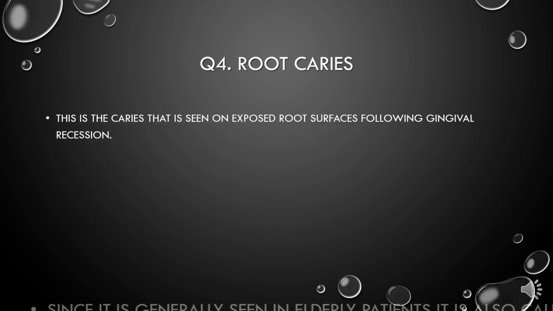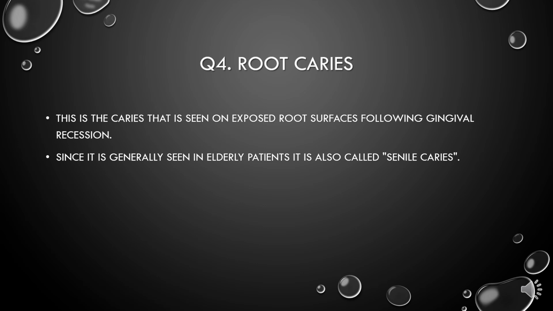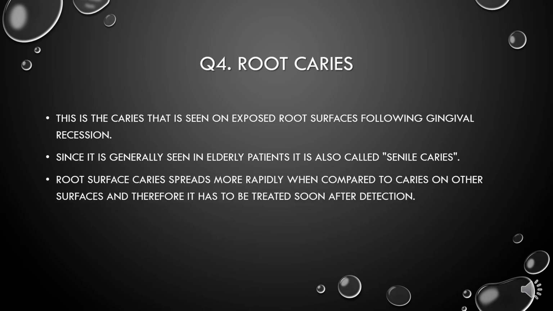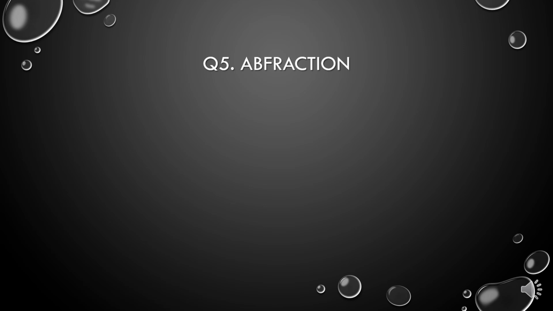Question number 4 is root caries. This is the caries that is seen on exposed root surfaces following gingival recession. Since it is generally seen in elderly patients, it is also called senile caries. Root surface caries spreads more rapidly when compared to caries on other surfaces, and therefore it has to be treated soon after detection.